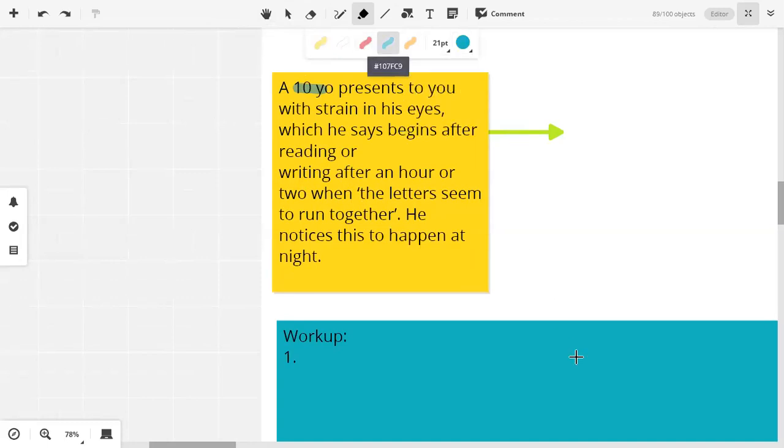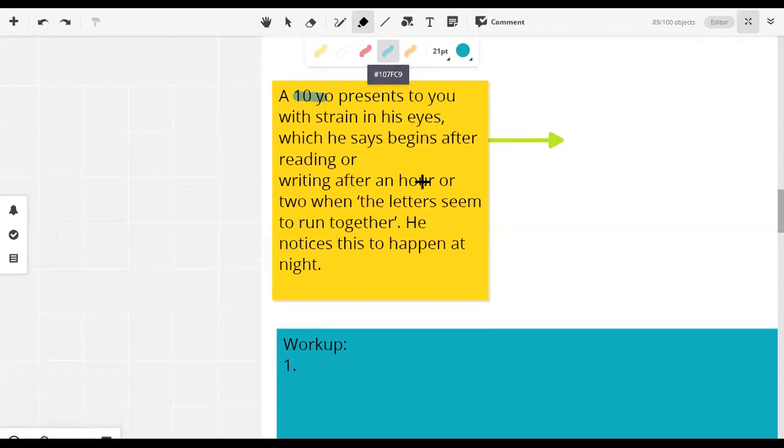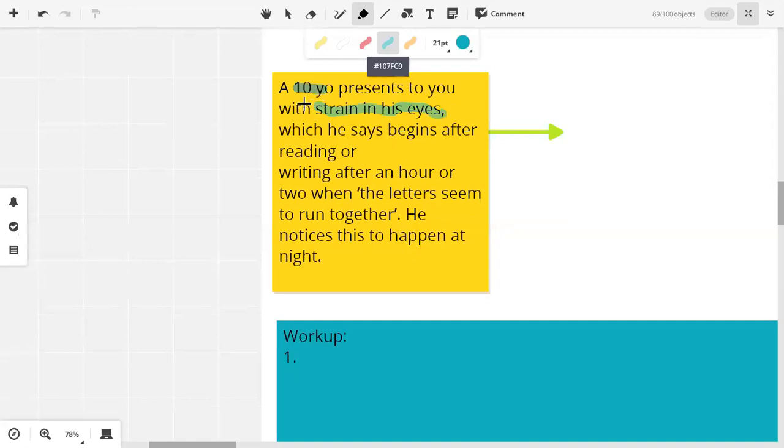Let's look further. Age, yes. So he presents to us, he's a he, with strain in his eyes. What is the medical term for strain in eyes? It is asthenopia. Yes, asthenopia. So this child presents to us with strain in eyes, which he says begins after reading or writing after an hour or two, when the letters seem to run together.